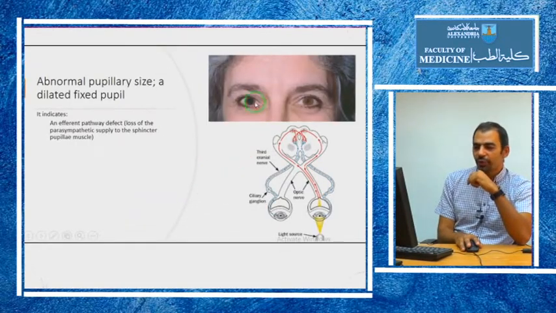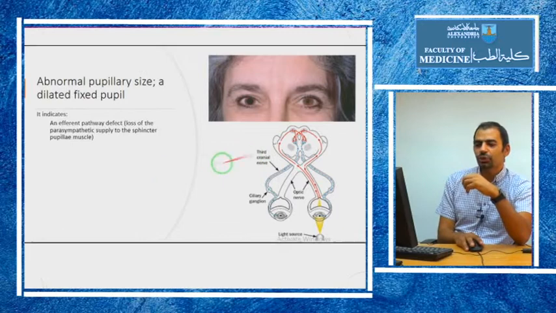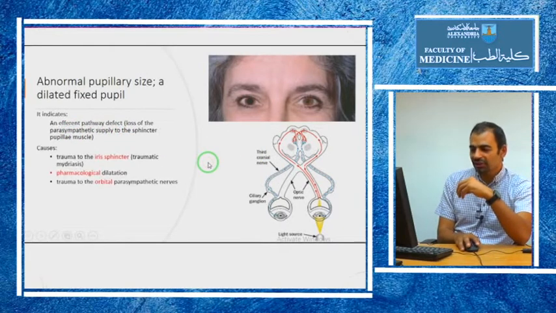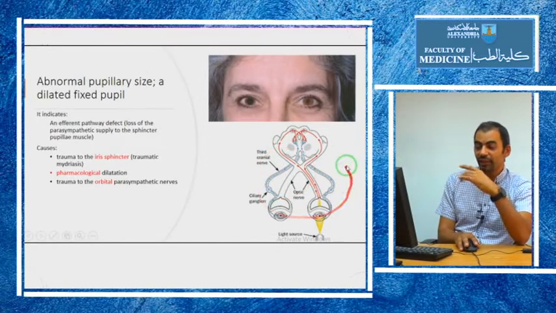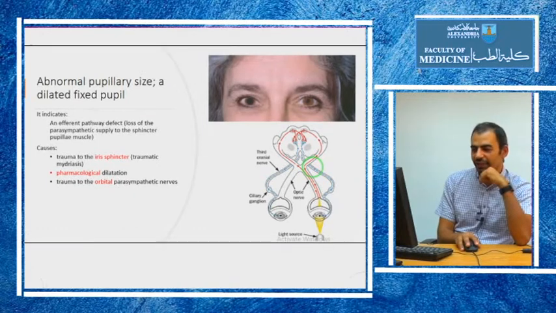Sometimes we have patients with a dilated fixed pupil that will not react, neither directly nor consensually, and usually this indicates an efferent pathway defect. The common causes, I always tend to put that image in my mind when I'm thinking about the causes of the dilated fixed pupil.